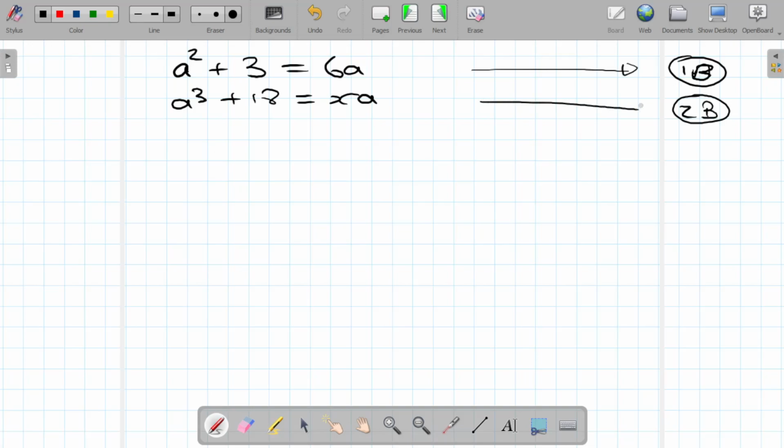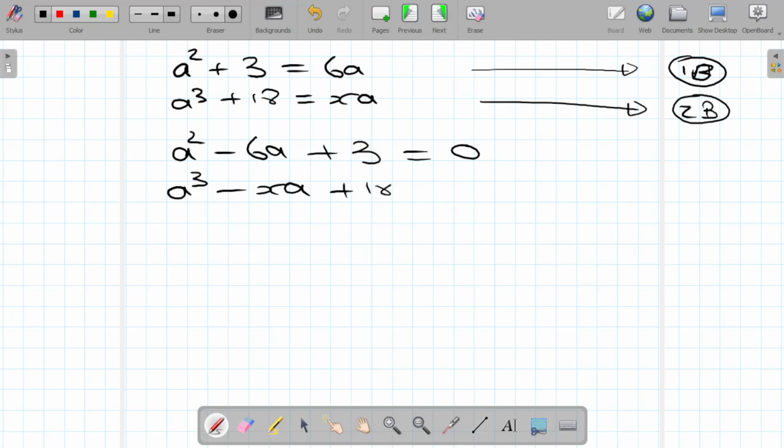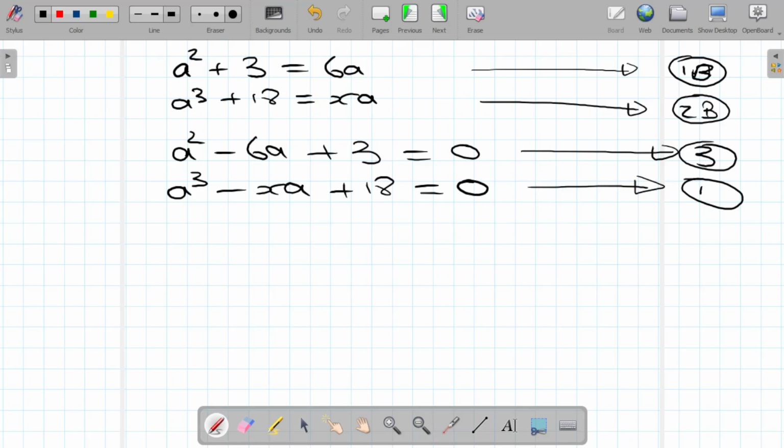So what we now do is rewrite equation 1b and equation 2b as a squared minus 6a plus 3 equal to 0. And equation 2b becomes a cubed minus xa plus 18 equals 0. And now we'll call that equation 3, and we'll call this equation 4.